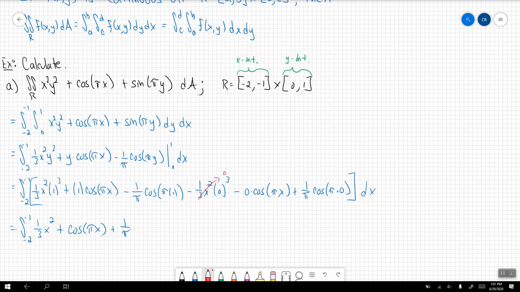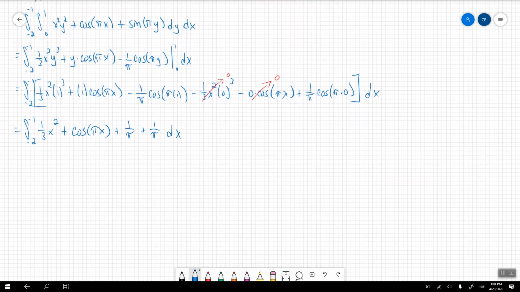Nice. This goes to 0, this goes to 0, and then we're left with cosine at 0. Cosine at 0, let's see what we get there. Cosine at 0, we should just get 1. Nice. So that's just going to be 1 over pi. And this is all still dx. Looks pretty good so far. So let's keep going then.